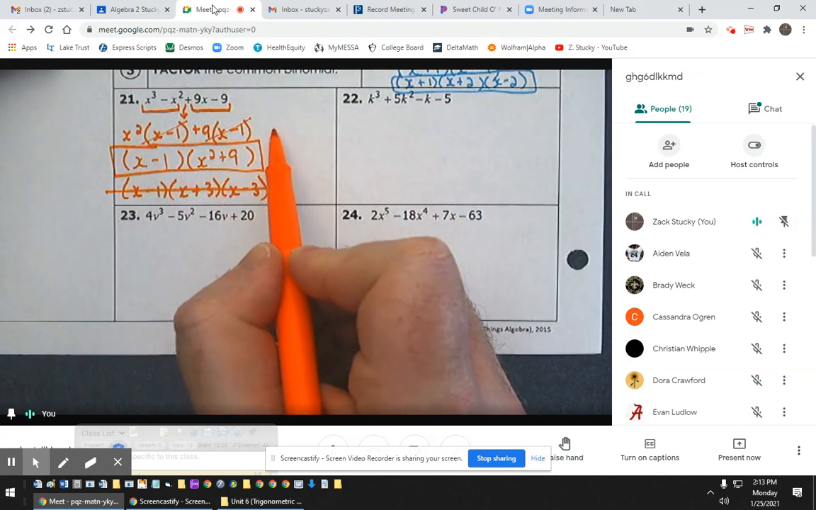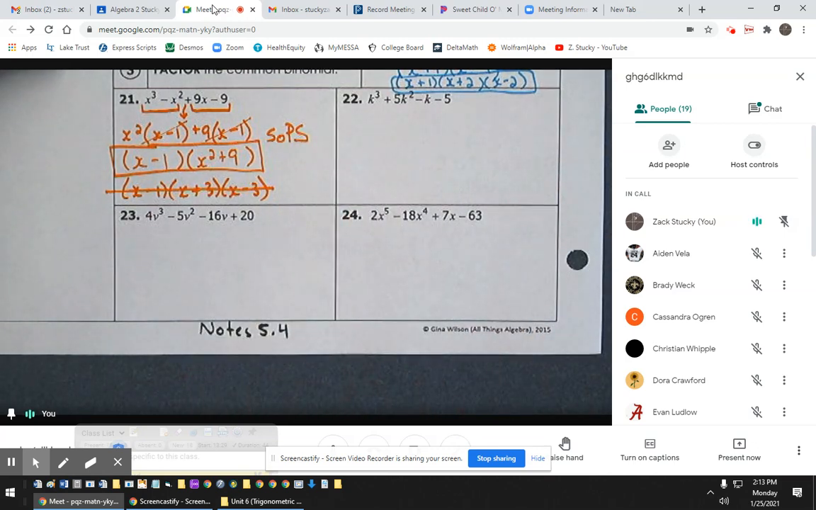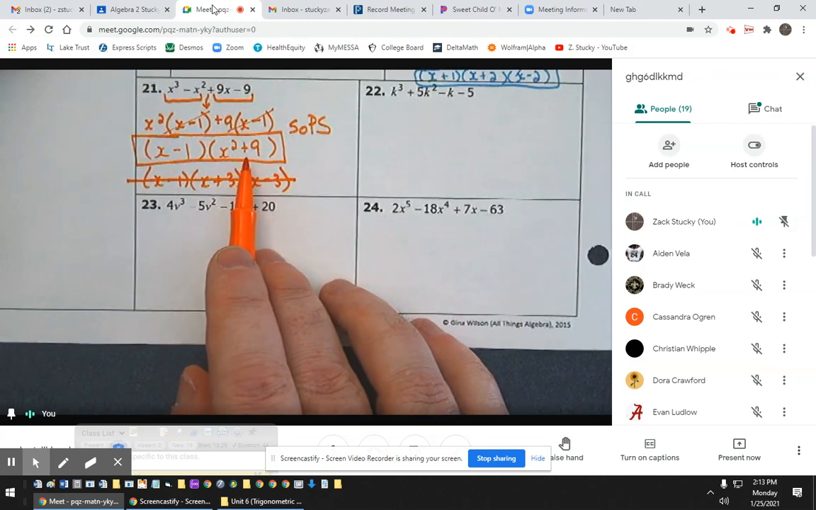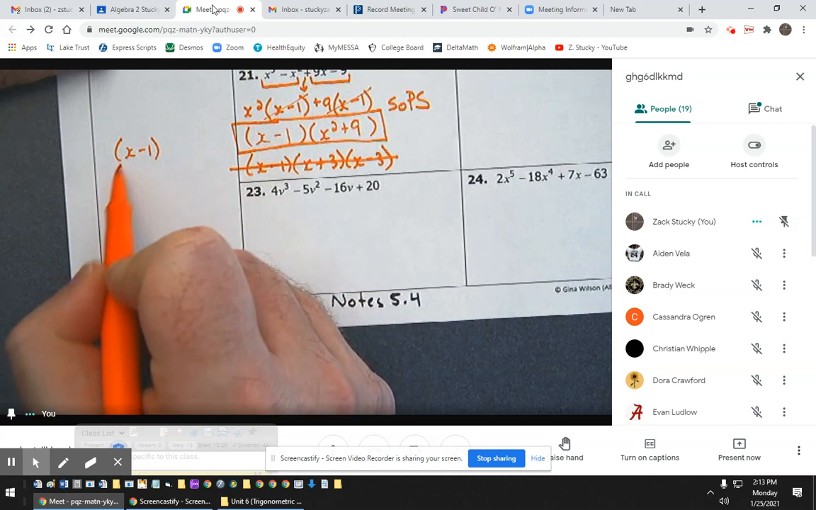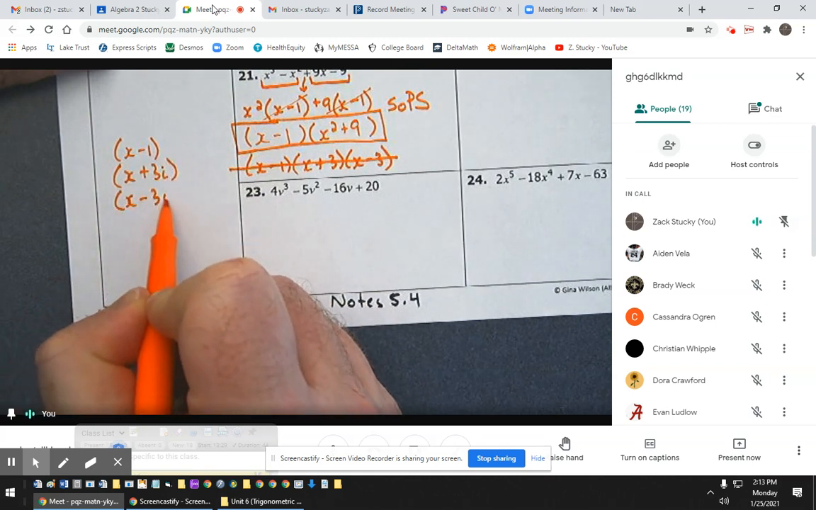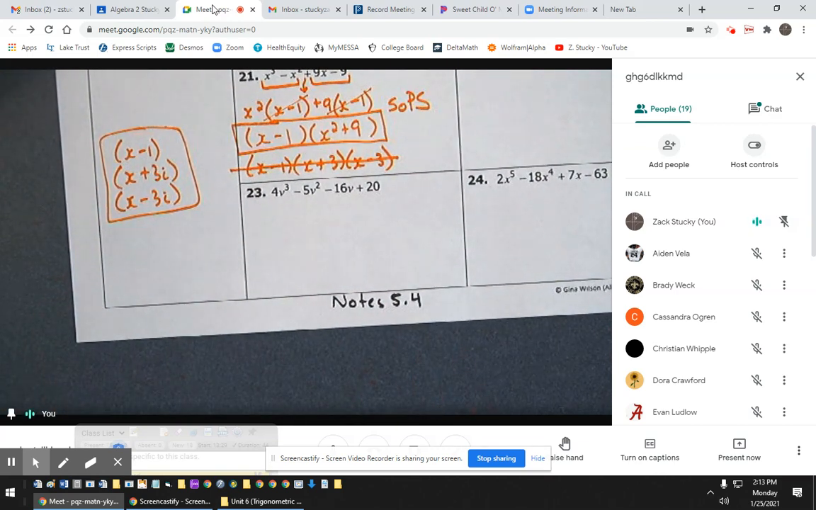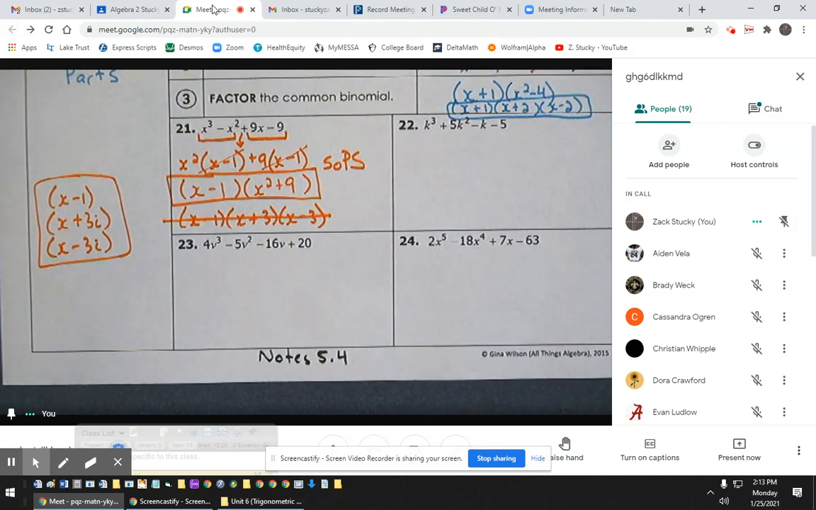This is what we call SOAPs. Sum of perfect squares. And if you want to try to factor a SOAPs, it would look like this: x minus 1, x plus 3i, and x minus 3i. That's how that would factor. Because remember, when you do your i times i, you get i squared. And what did we do with i squared? Cross it out and switch the sign, it turns back into a positive. If you don't remember that, I'm not getting into it right now.